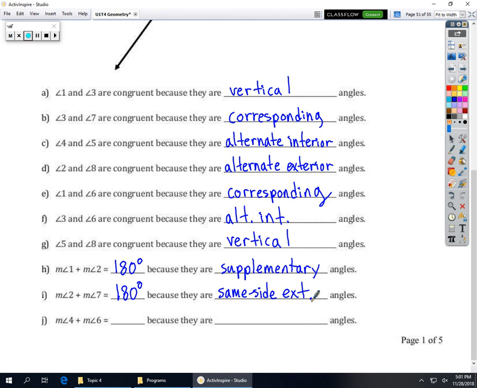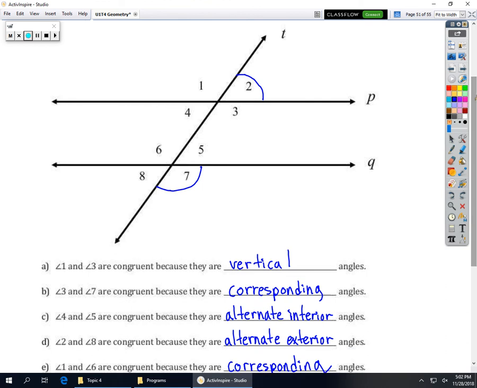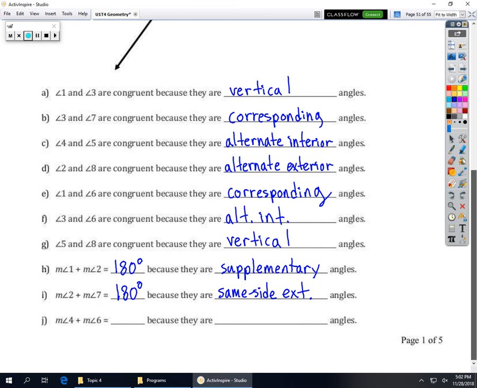All right, 4 and 6. Here, this, and this. So they're on the same side, but they're on the inside. That looks like a smiley face. So same side interior angles. So 180 degrees because they are same side interior angles. So please make sure to be able to identify all of these. And we don't really need to worry too much about 90 for this one. It's mostly 180 in this case.